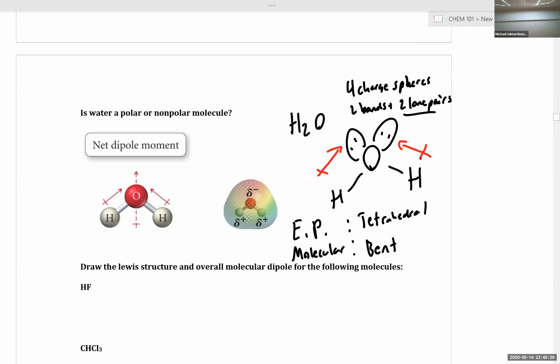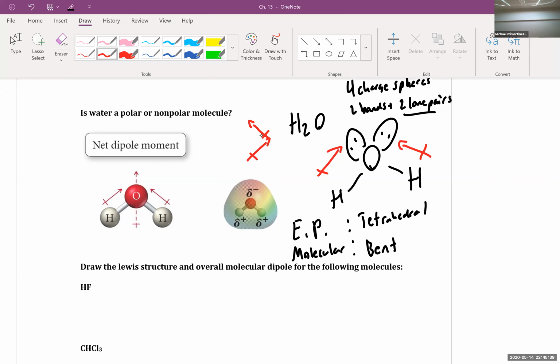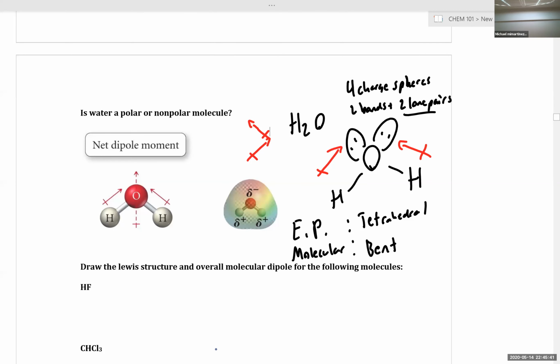Now, if we look at our dipole arrows and we add them up, so we place them back to back, where is our net dipole pointing? If we add up our two dipoles, do we have a net dipole for our molecule?